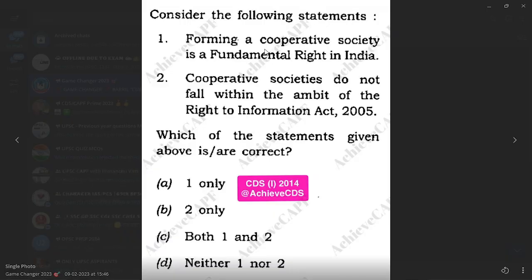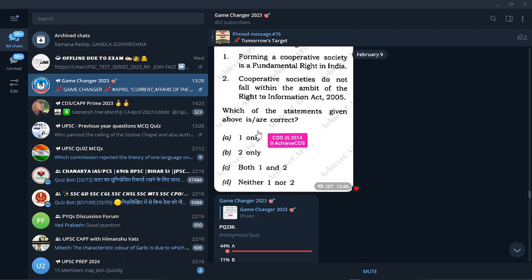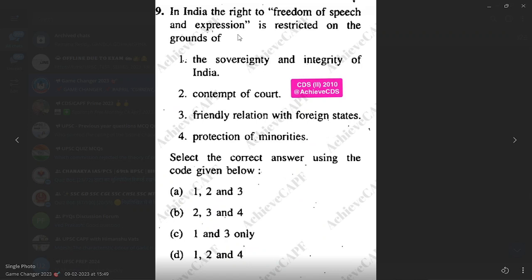Consider the following statements. Forming a cooperative society is a fundamental right in India. Cooperative societies do not fall within the ambit of the Right to Information Act 2005. Only two? Both, I think. See, both 1 and 2. In India, the right to freedom of speech and expression is restricted on the grounds of the sovereignty and integrity of India, contempt of court, friendly relations with foreign states, protection of minorities.